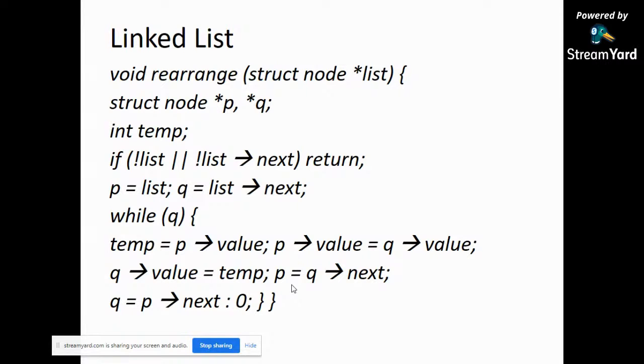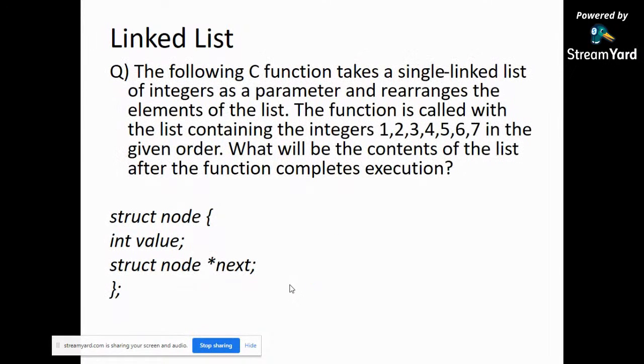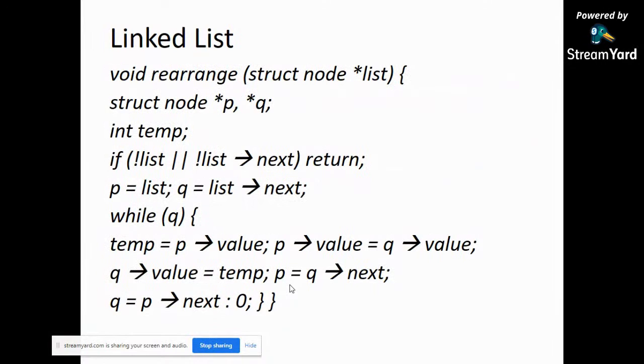Then p is equals to list. P pointer is pointing towards the list. Q is equals to list of next. Q is pointing to the second node. So P is pointing to the first node. This means P is pointing to 1 and Q is pointing to 2. Because in the list, the data which is stored is 1, 2, 3, 4, 5, 6, 7 in this sequence only. So P is pointing at 1 and Q is pointing at 2.